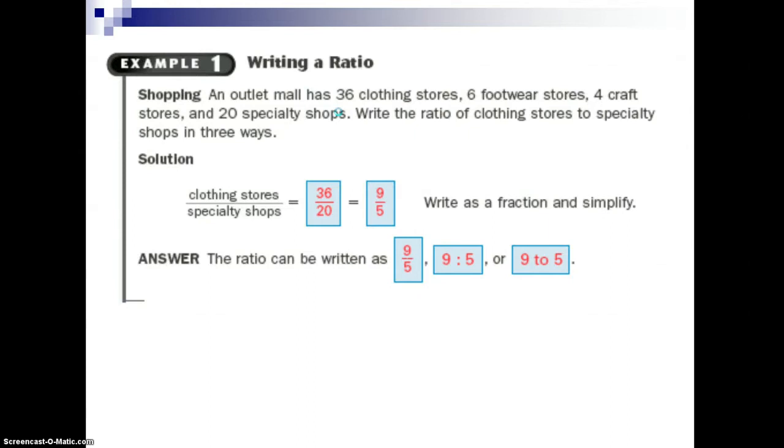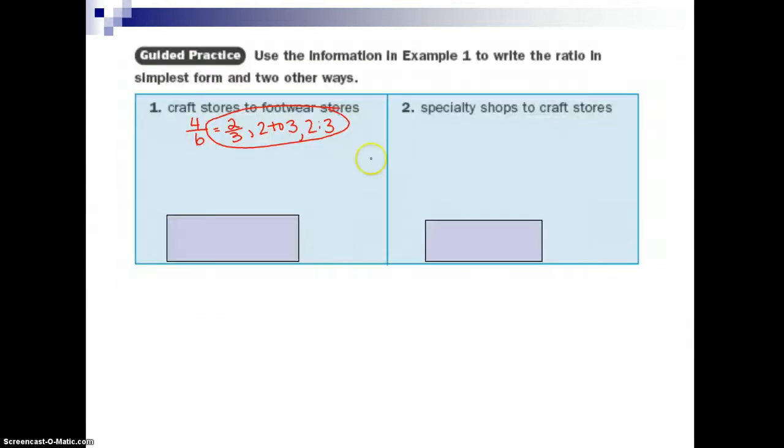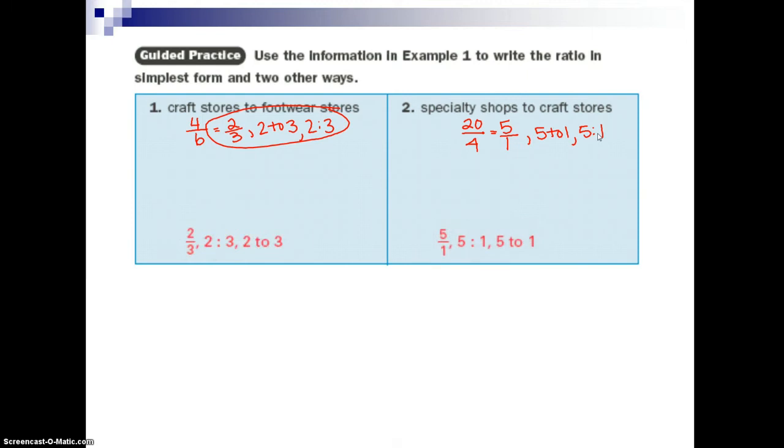Specialty shops had 20, craft stores had 4. Now remember that it's going to be improper fractions. The first number has to be the first word before "to". The second number has to be after the word "to". So 20 to 4 is going to be your fraction. Now just simplify. Both divide by 4. So that's 5 and 1. So the second way to write it is 5 to 1 and 5:1. So what this means is for every 5 specialty shops, there is 1 craft store.